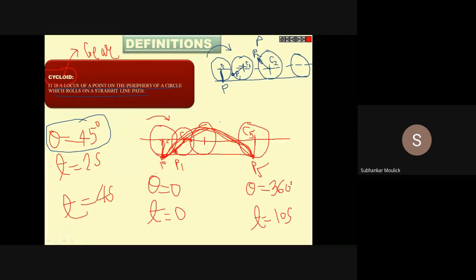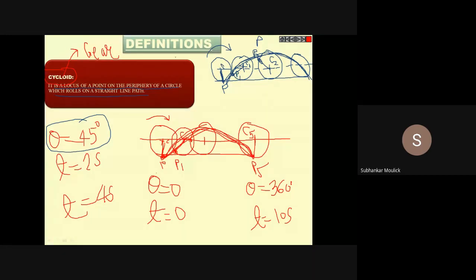When the circle rotates for one revolution, these are the locus points. If you join these locus points, you will get a curve like this, and this curve is called the cycloid curve. Normally we use a French curve to join all these locus points. You will get a curve like this, and this curve is known as a cycloid.